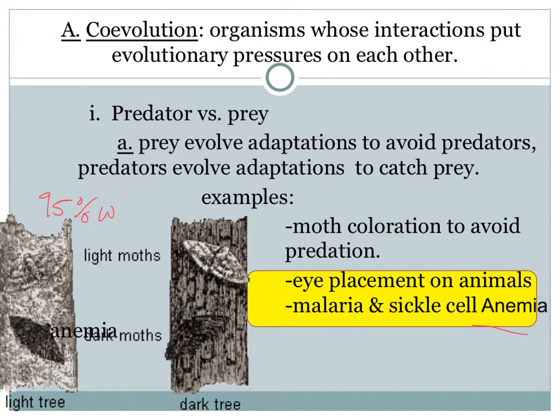If 95% are white, you'd expect most of the moths to be white because they are hiding on the white tree right there. And any moth that is born with the dark coloration here is going to be exposed. So if you were a bird flying over these white birch trees, the moth you would most likely kill, and therefore erase its genes from the gene pool, would probably be the moth with the dark coloration right there.